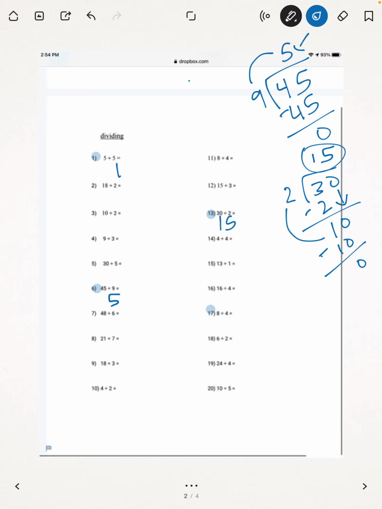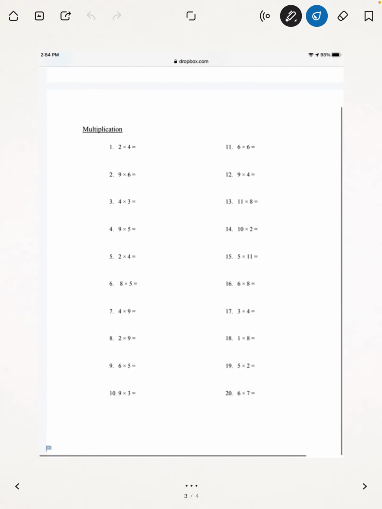8 divided by 4, let's do 4 divided by 8. 4 does go into 8 2 times. 4 times 2 is 8, so this one is 2. Multiplication.